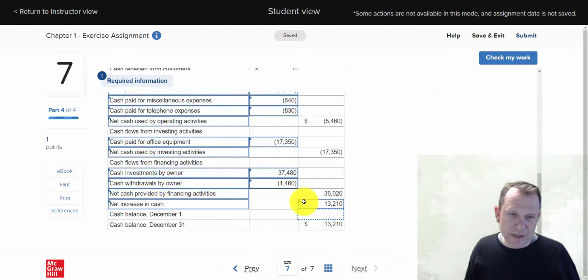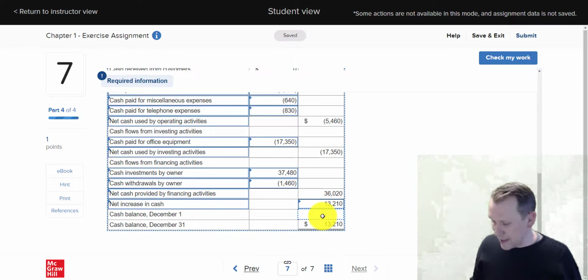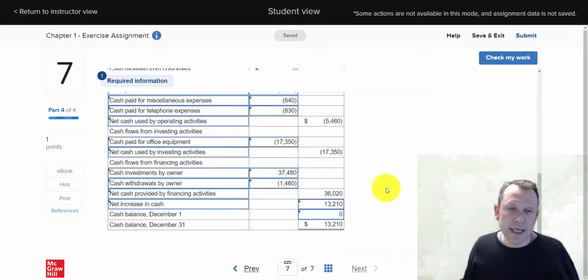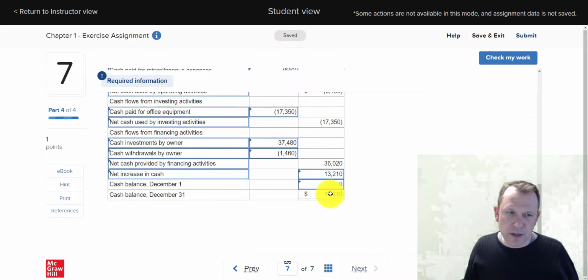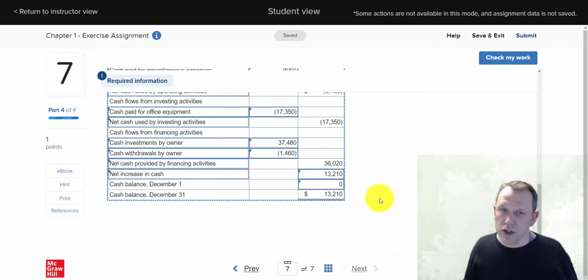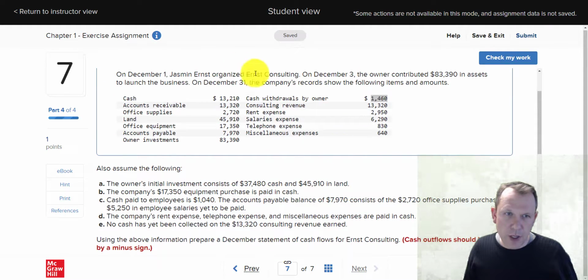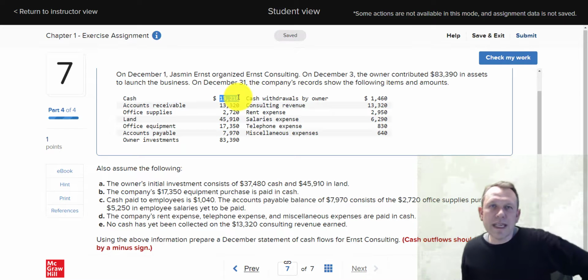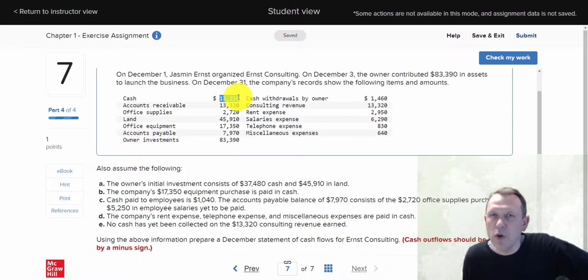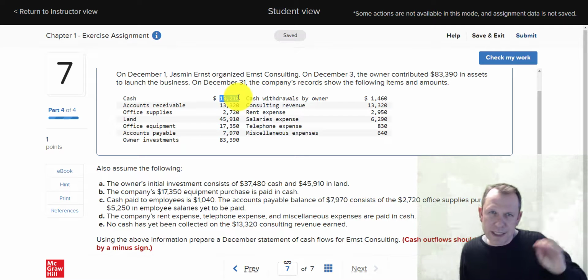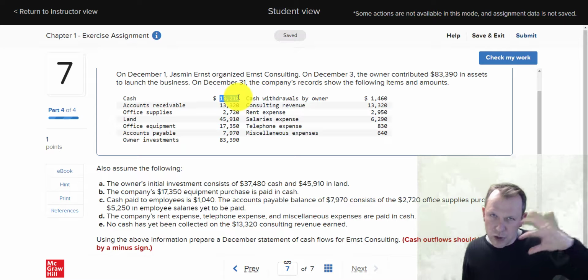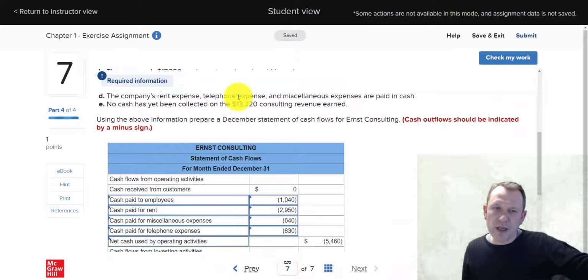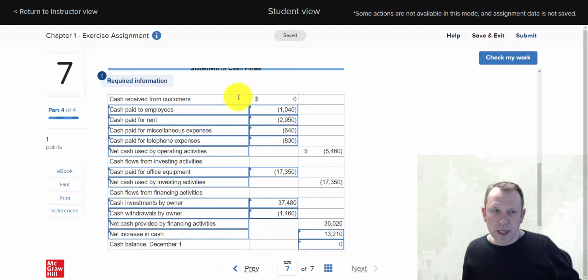Our cash balance as of December 1st is zero. It's a new company. We just started out. And so really our cash balance at the end of the year should be $13,210. We can double check that by going up at the top, and voila. There it is right there. So that's the answer. So the cash flow statement, the interesting thing is we already know the answer, right? We already know the balance at the very bottom that we're trying to reconcile. And through the process of creating this, we now have some more information about our company.